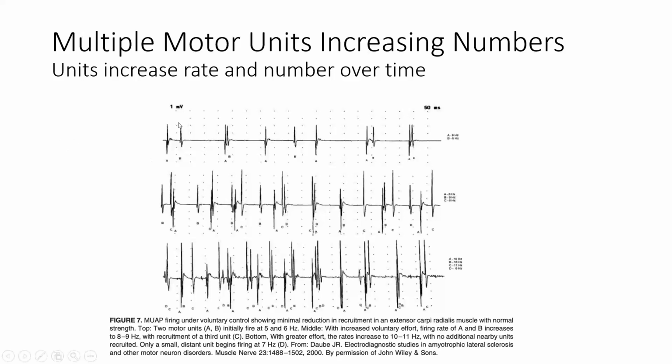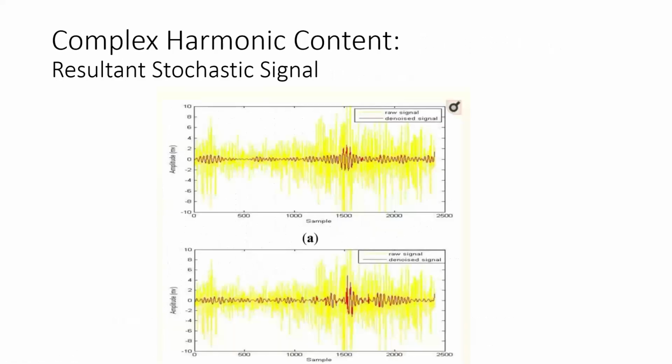So here's the motor unit firing, and you get a couple firing, and then they fire more frequently here. So these two motor units are firing, and then they fire more frequently and with more intensity, and then a third one jumps in. And that can all take place in a very short period of a second or two as you begin to move your muscle. The outcome is this resultant stochastic signal with complex harmonies.